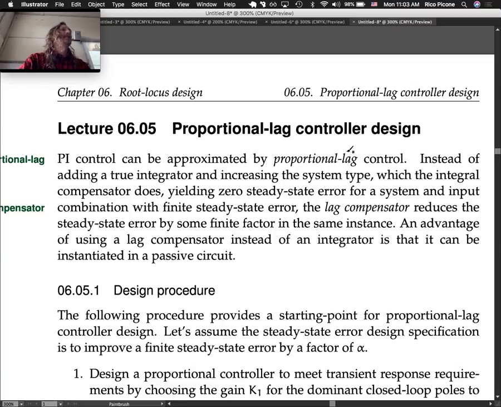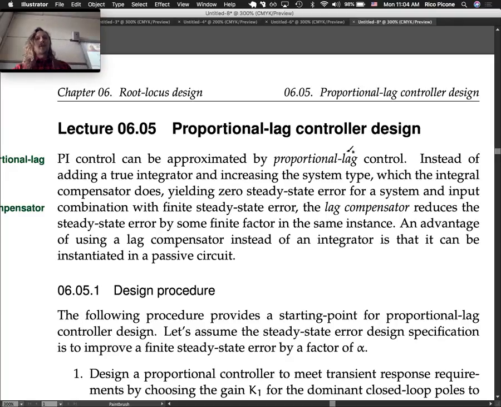Proportional lag controller design. I'm going to do another controller example. And in fact, this is very similar to the PI controller design that I did over the weekend and sent out, from Friday's lecture, which has videos on YouTube. There are about three videos that together take about 45 minutes to watch. Anyways, this is very similar to the PI control.